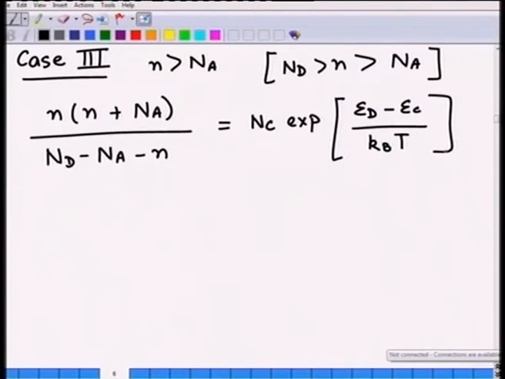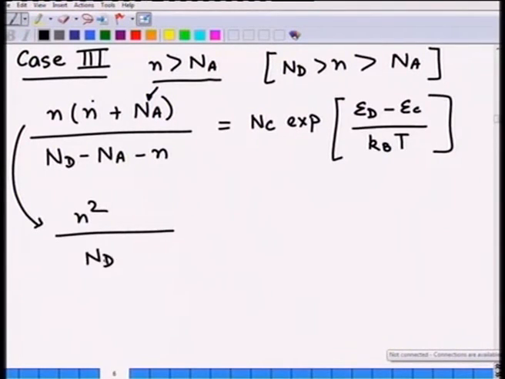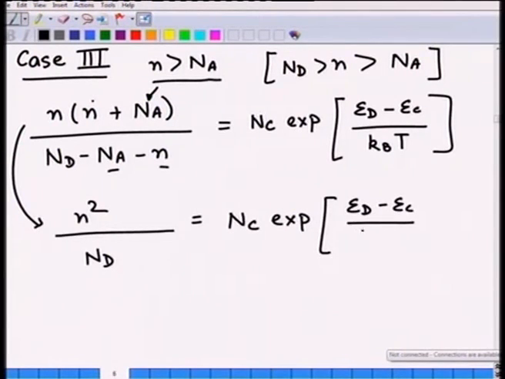If so, then we can again make the substitution in here, that this time N is greater than Na. Therefore, I am going to drop Na in favor of N. So, I am going to write this numerator as N square again, and of course, denominator as Nd, because Nd anyway is greater than either of these two. So, I am going to write this as Nc e to power Ed minus Ec by kBt.